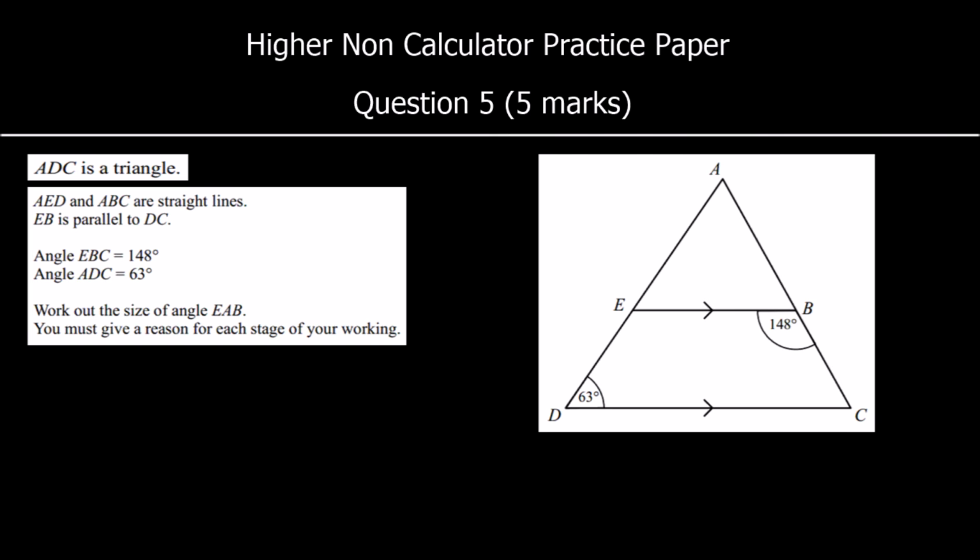Question 5. ADC is a triangle, AED and ABC are straight lines. EB is parallel to DC. EBC is 148. ADC is 63. We need to work out EAB. So it's always the one in the middle, from E to A to B. That's this angle here. And we must give a reason for each stage of our working.